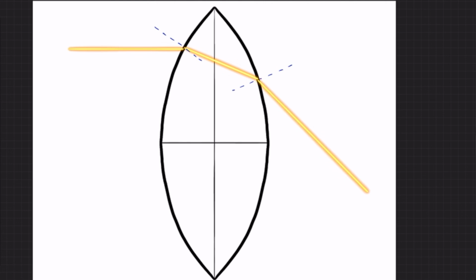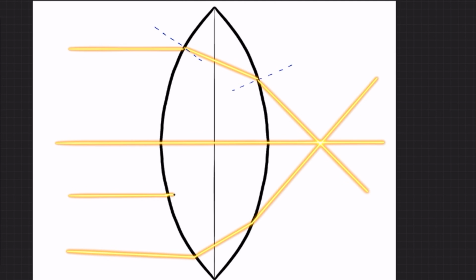Because of the shape of the lens, in both of these cases, the light is being bent down towards the center of the lens. If we drew a bunch of these lines, we would see that they all bend towards each other and come together, or converge, at a point some distance away from the lens.